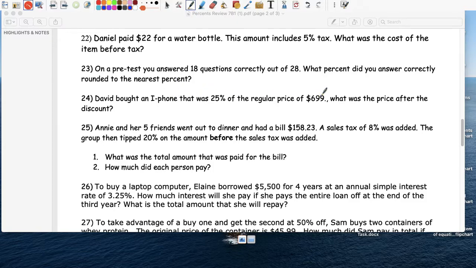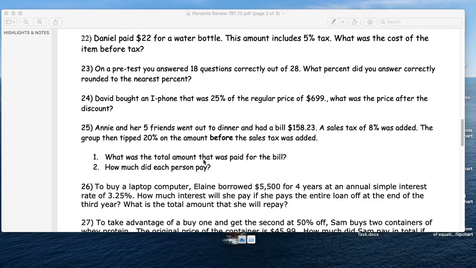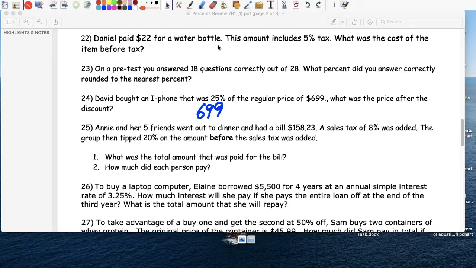An iPhone was at $699. You had a 25% discount, so this one is nice and easy. So we have an iPhone, $699, and they take 25% off, which means I'm responsible for 75%, or 0.75. So we can do this straight up. My iPhone after the discount is $524.25.